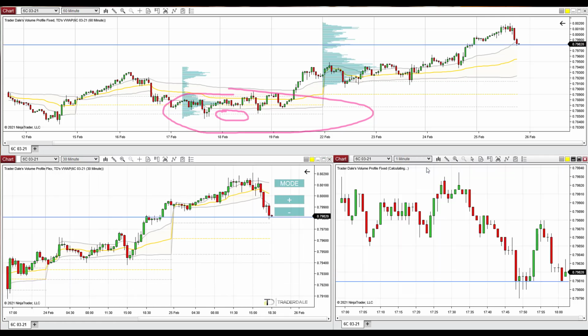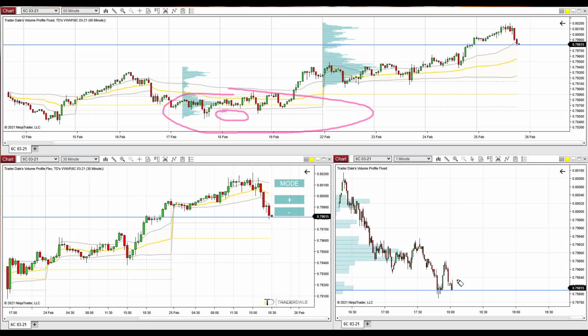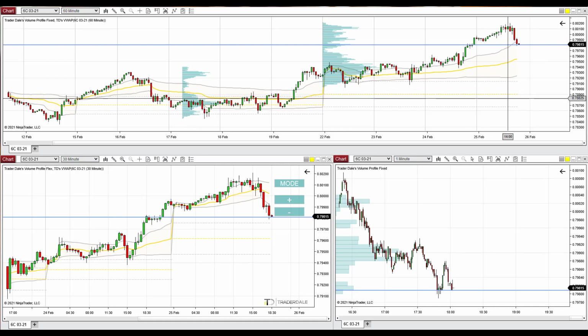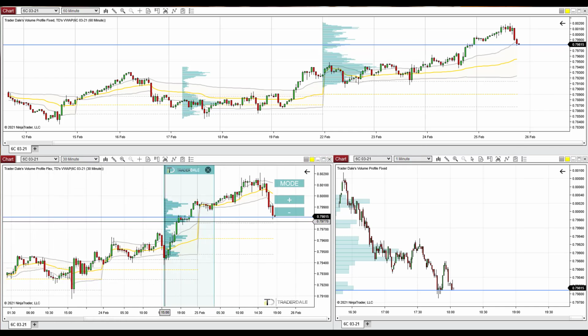Maybe I should switch this one to 1 minute. This was the reaction we were trading from here to here. That was our trade. All right, now this long level was based on the trend setup, on this volume cluster right there.